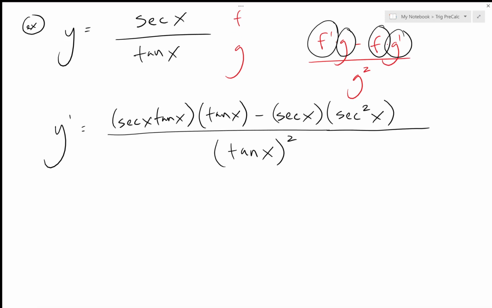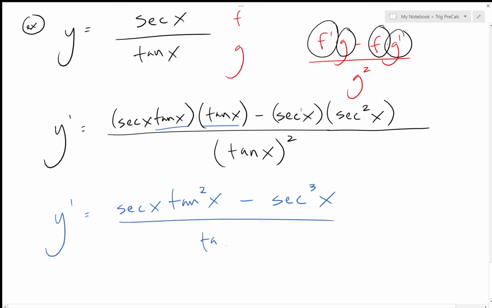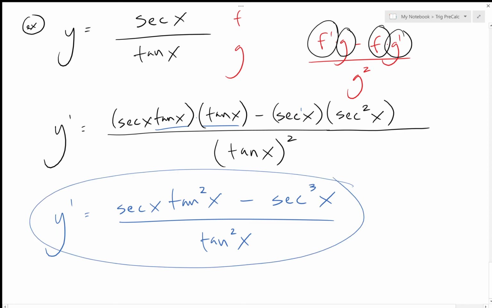And we can clean this up a little bit more. Y prime. On top, we got to multiply these together. So a tangent and a tangent makes tangent squared. So we have secant x tangent squared x, remember that's where you put the exponent 2, minus, I've got one secant and two secants, make three secants, so secant cubed x over tangent squared x. Alright, and that's the most we can do for this one. One more trig function, then we're good to go for today.